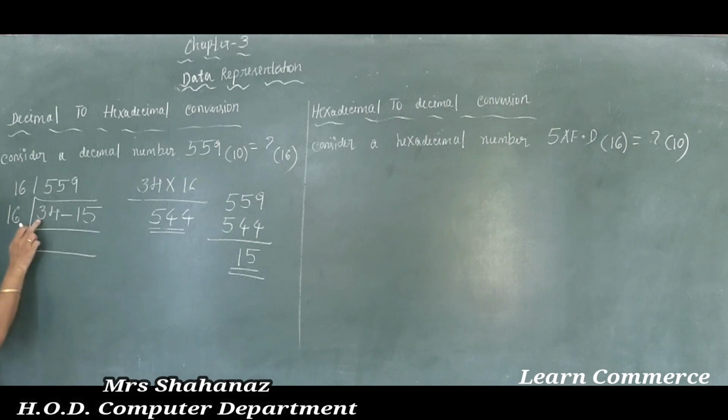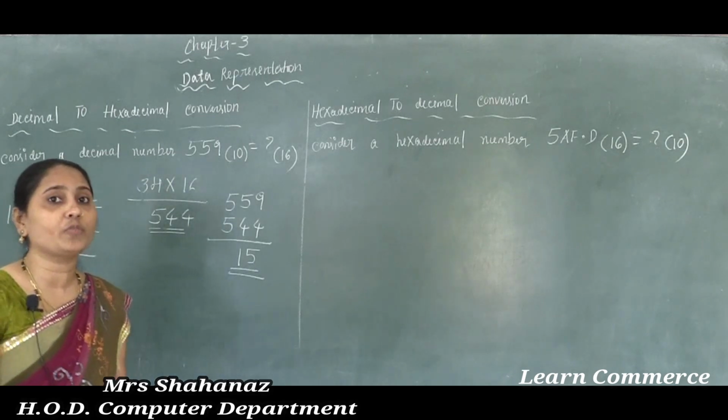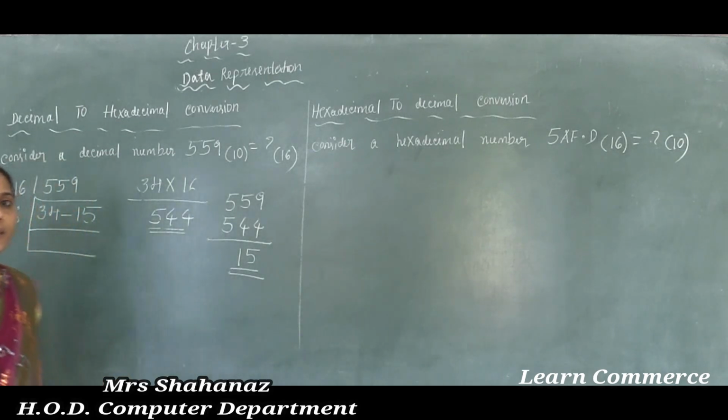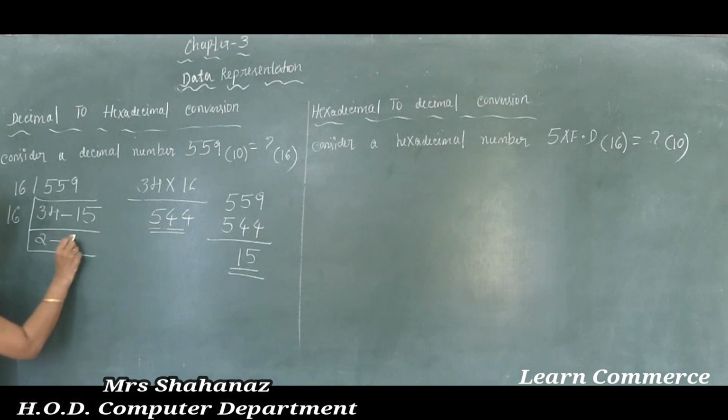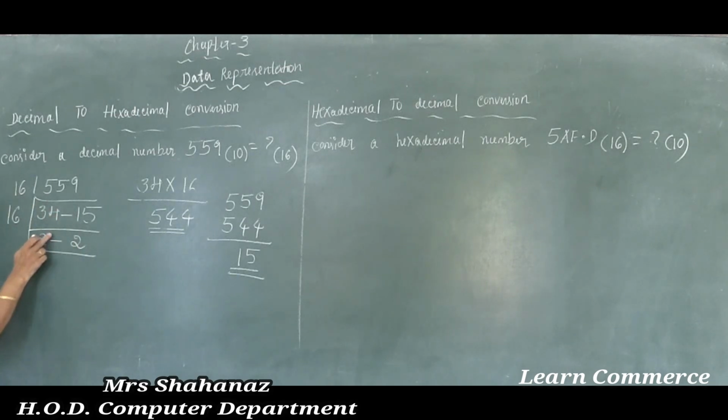The quotient is not equal to 0, so we know that until the quotient becomes 0, we need to keep dividing by 16. When dividing 34 by 16, 16 ones are 16, 16 twos are 32. What's the remaining? The remaining is 2. Is this point clear? The remaining is 2, and the quotient value is still not equal to 0, so again we need to divide by 16.